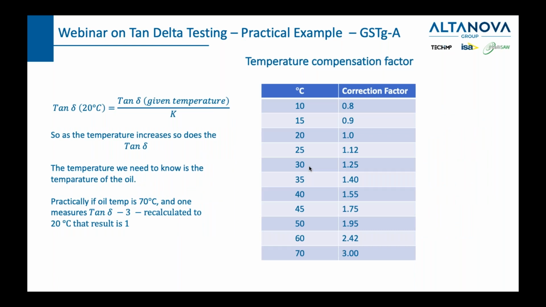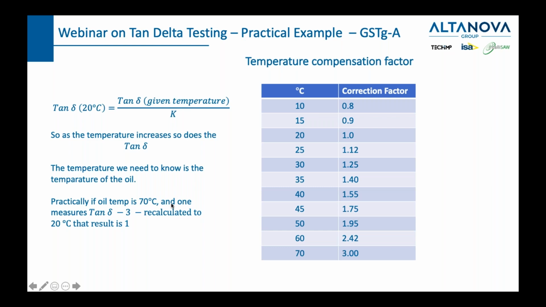Now, I also need to talk about another element, which is definitely the compensating factor. So the compensating factor means that the temperature does change the tan delta. You see that the same value of tan delta at 20 degrees is 1, and at 70 degrees is 3. So this is also something which is incorporated into our test sets. You need to write the temperature of the oil in order to recalculate the tan delta which you measured to 20 degrees. And then the formula is very simple. The tan delta is divided by K.